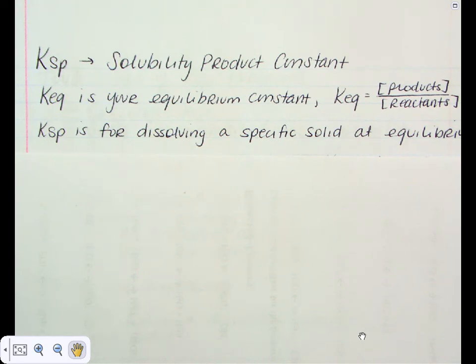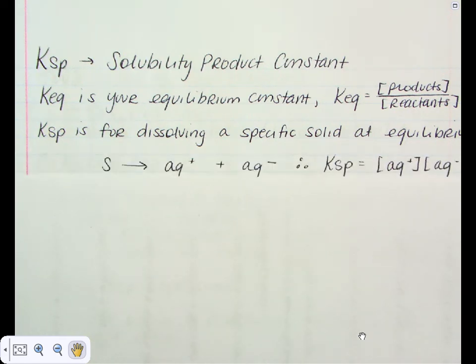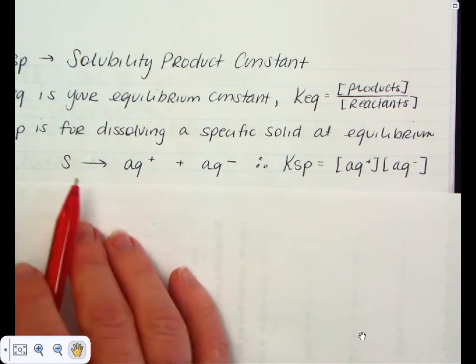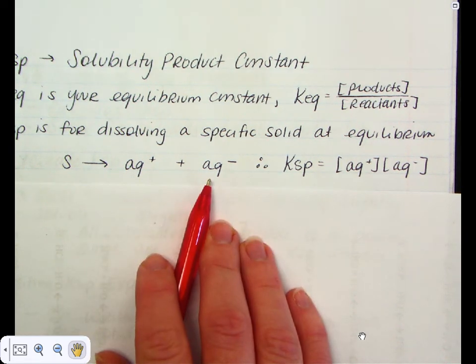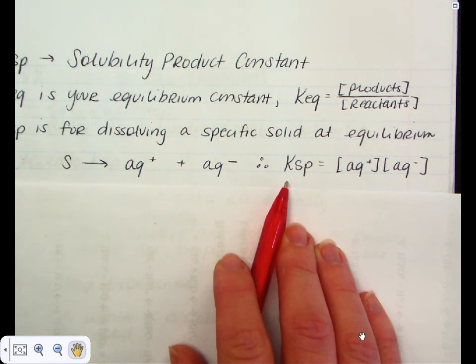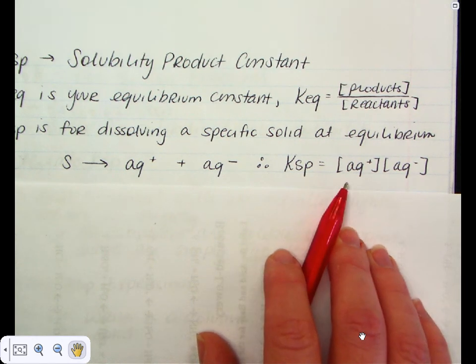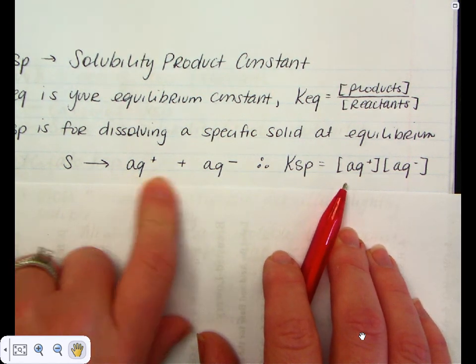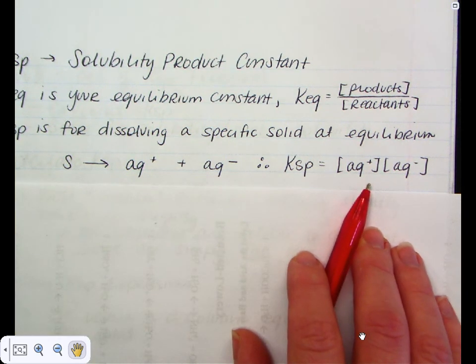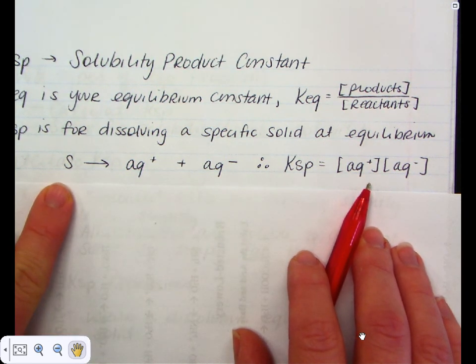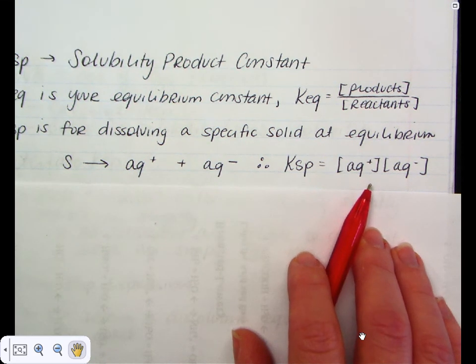Okay, so if you remember your KEQ rules, we don't include solids in KEQ. Well, we likewise don't include solids in KSP. So if I were to look at just a general equation where I had something solid that dissociates into two things that are aqueous, my KSP expression would be KSP equals the concentration of the positive aqueous thing times the concentration of the negative aqueous thing over 1, because we are leaving out the solid. We don't include the solid just like we didn't include it in KEQ.